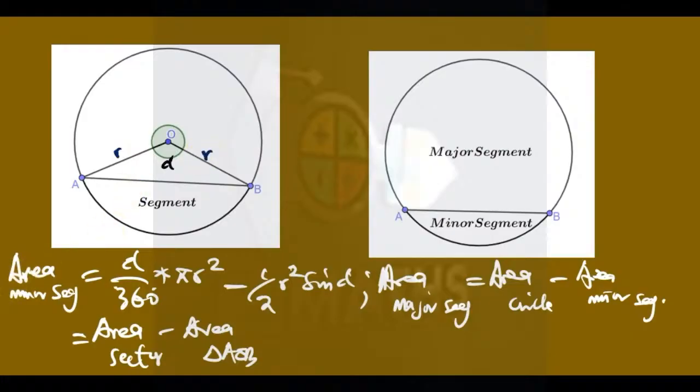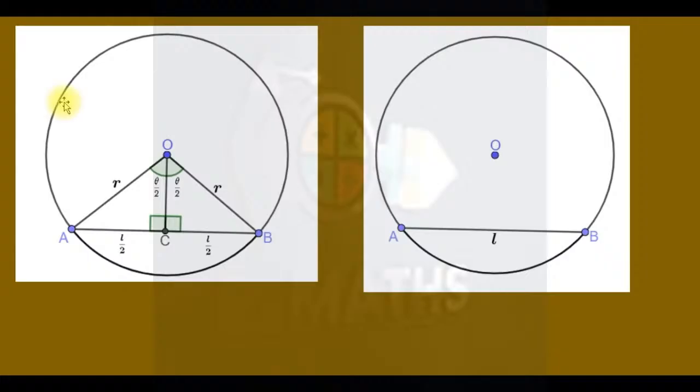So let's go over to length of chord. A chord is just the distance between two points on the circumference. So we can still see that a diameter is a special type of chord. So assuming the length of this chord is L, so AB, we want to get the chord length of this chord.